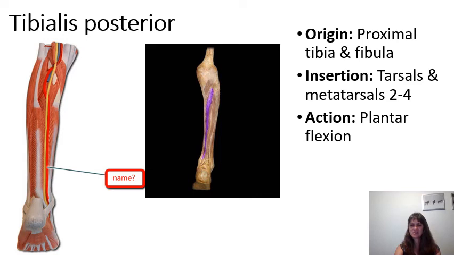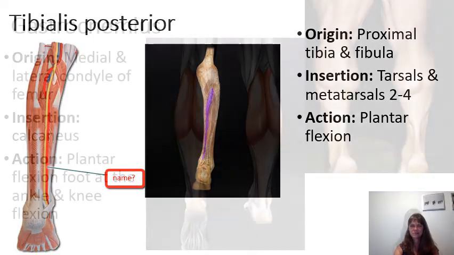This takes us to tibialis posterior, which originates on the proximal aspect of the tibia and the fibula and inserts on the tarsals as well as metatarsals 2 through 4, with the action of plantar flexion of the foot at the ankle.